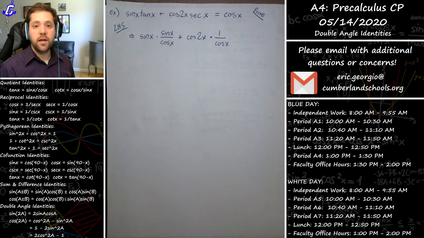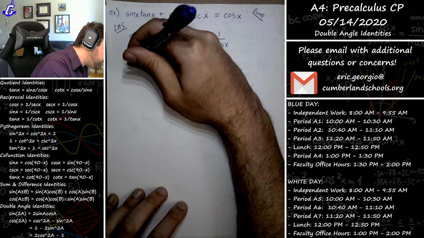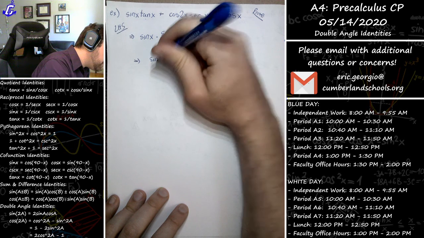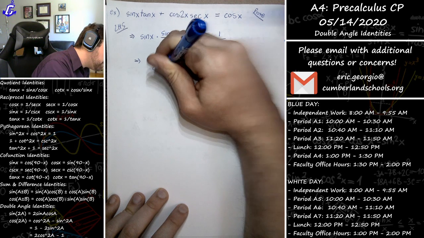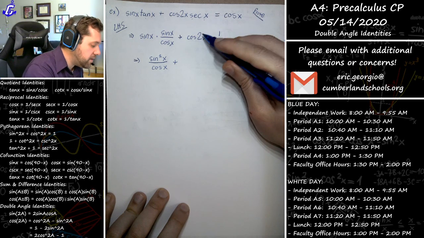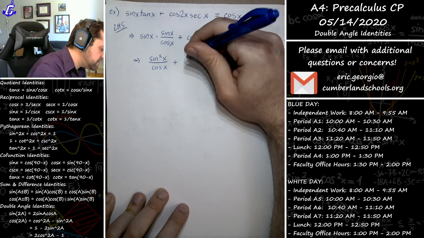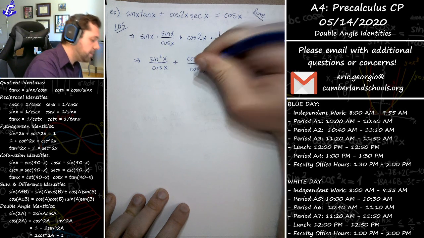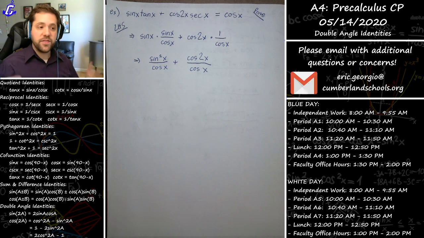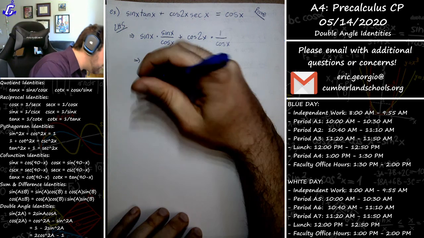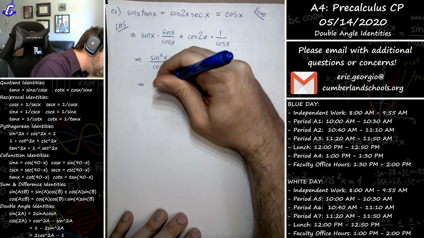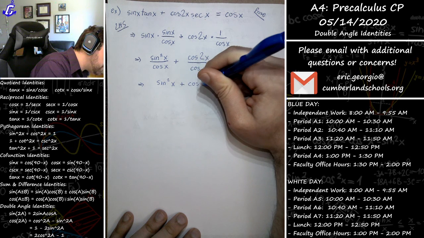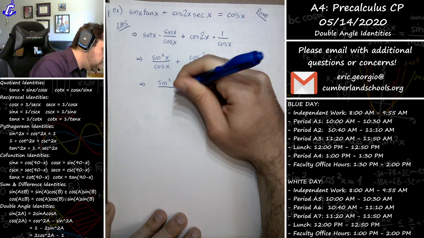Okay? Notice that now allows me to write this as sine x times sine of x is sine squared of x over cosine of x, plus cosine of 2x over cosine of x. And now that both of these terms have the same denominator, we can go ahead and stick them together. We can write this now as sine squared of x plus cosine of 2x all over cosine of x.